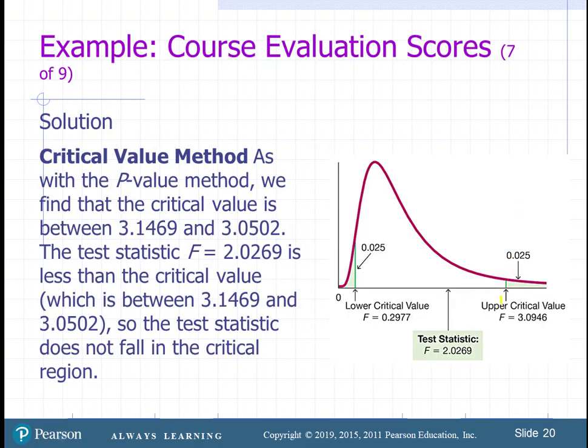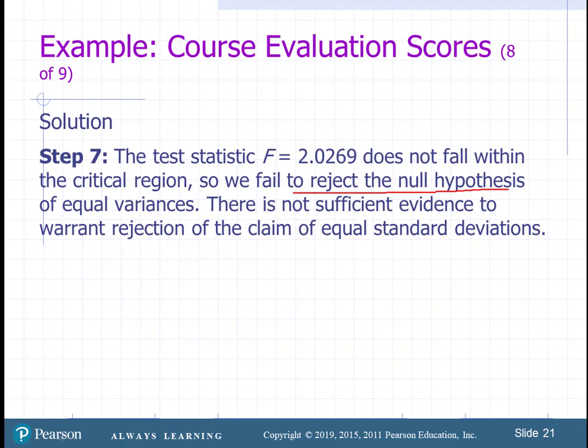So here is our critical value. Here is our test statistic. Our test statistic is not further out in the tail than our critical value, so it does not fall into the critical region, meaning that it is not statistically significant. Not statistically significant. There we go, two S's. We fail to reject the null hypothesis. There's not sufficient evidence to warrant the rejection that the two standard deviations are equal.